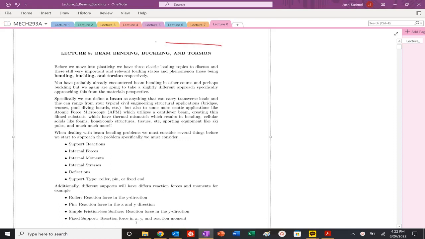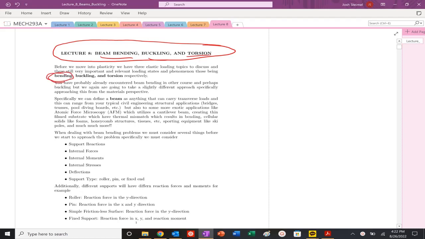So we are going to start our lecture or series of lectures today with beam bending, buckling, and torsion. In this series of lectures, we are going to look at bending, buckling, and torsion, respectively. Hopefully you've seen beam bending in other courses, and obviously there are quite a few courses in civil engineering and structural applications, but there are also more exotic applications of beam bending, with atomic force microscopy, honeycomb structures, cellular structures, and so many applications of beam bending.